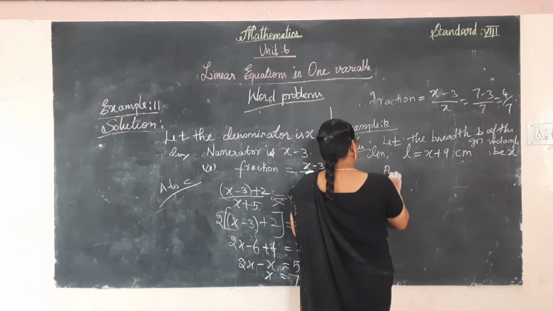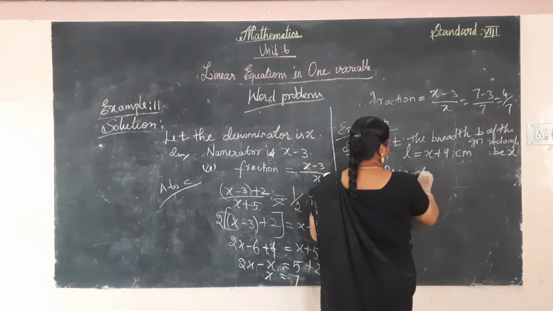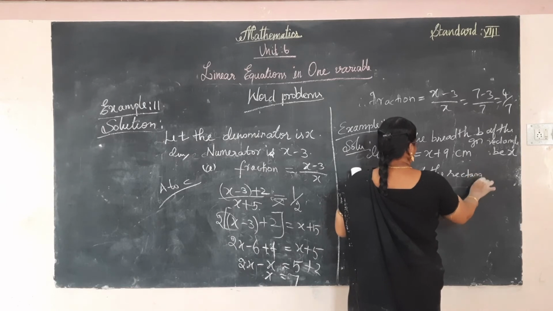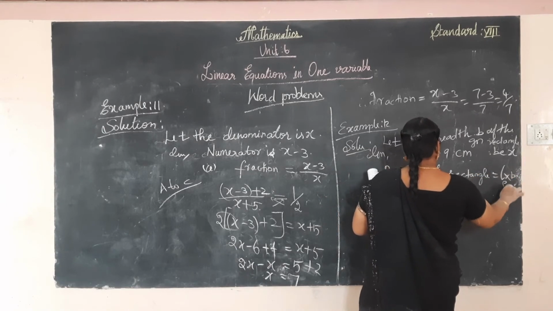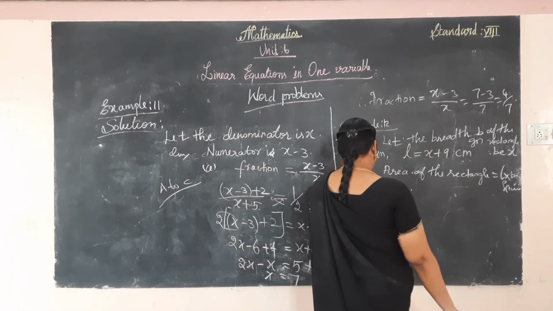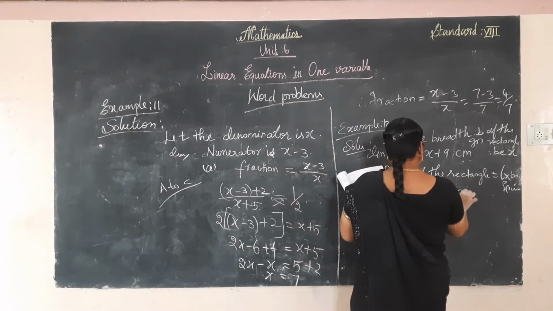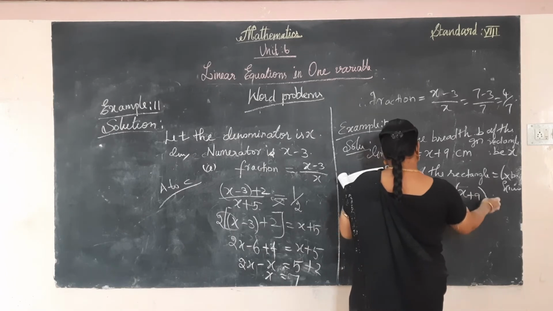So what is the formula for the area of the rectangle? Area of the rectangle is equal to L into B square units. So what is the L value here? x plus 9 into B.